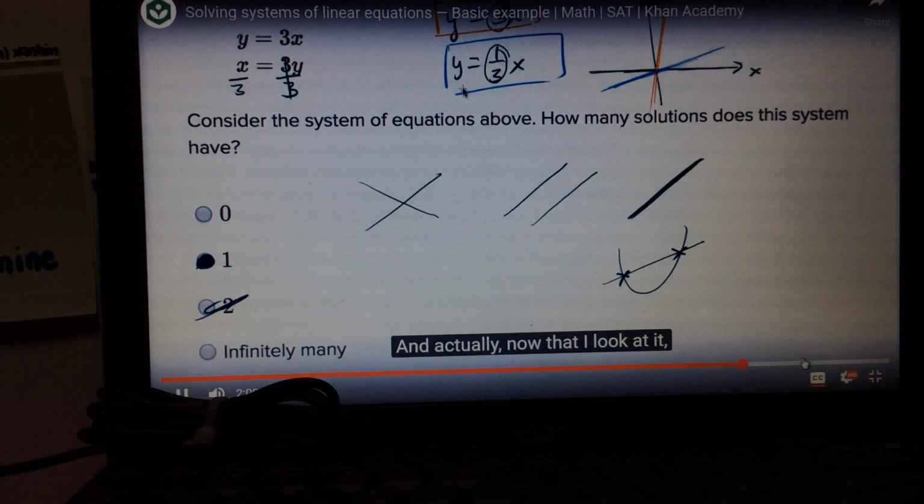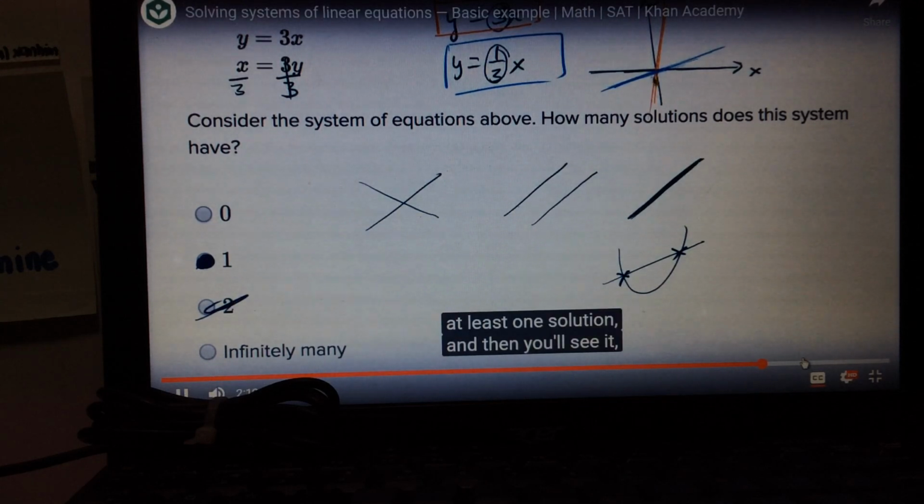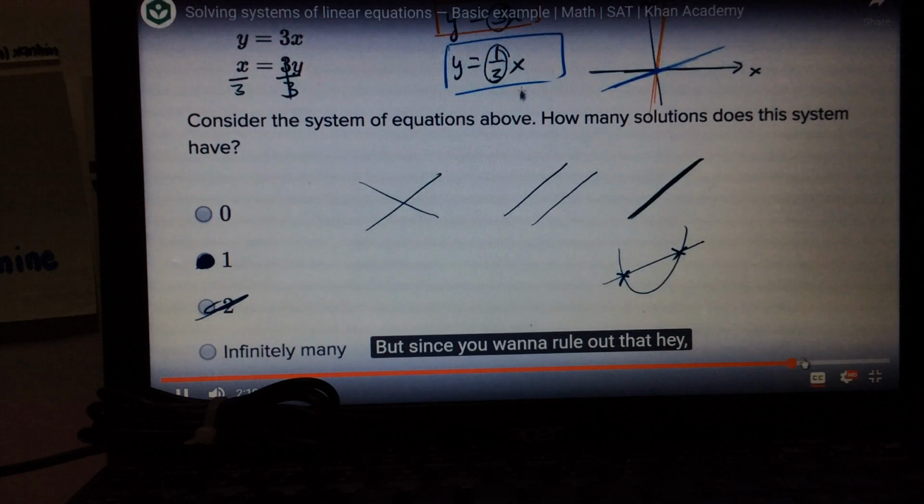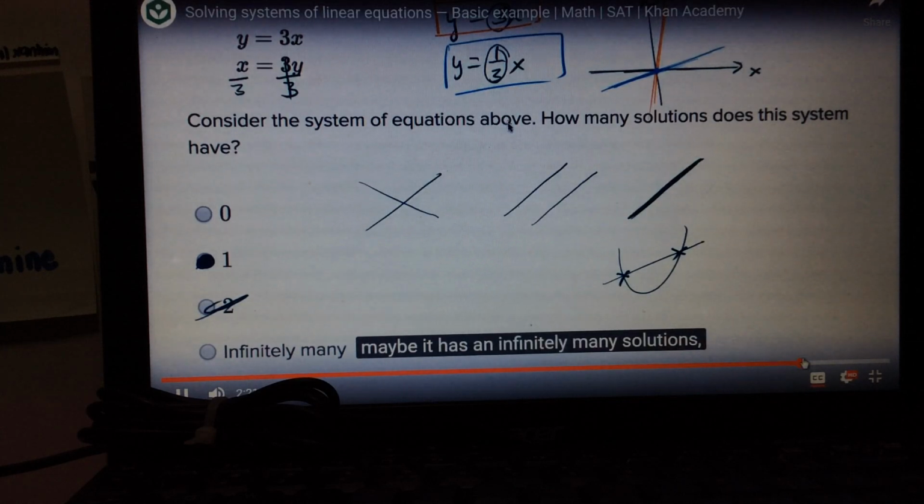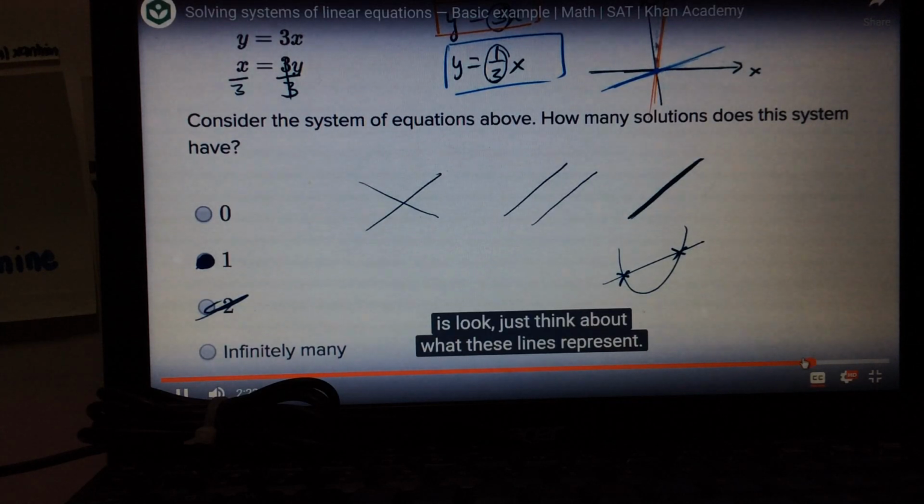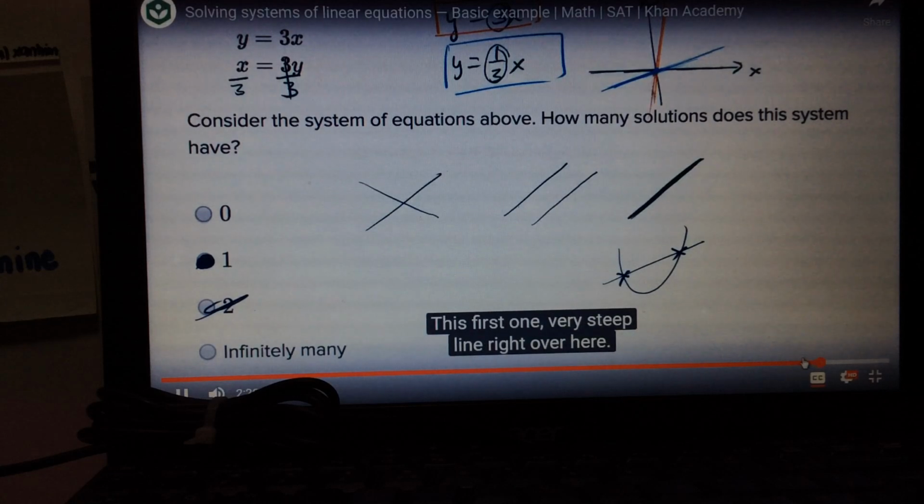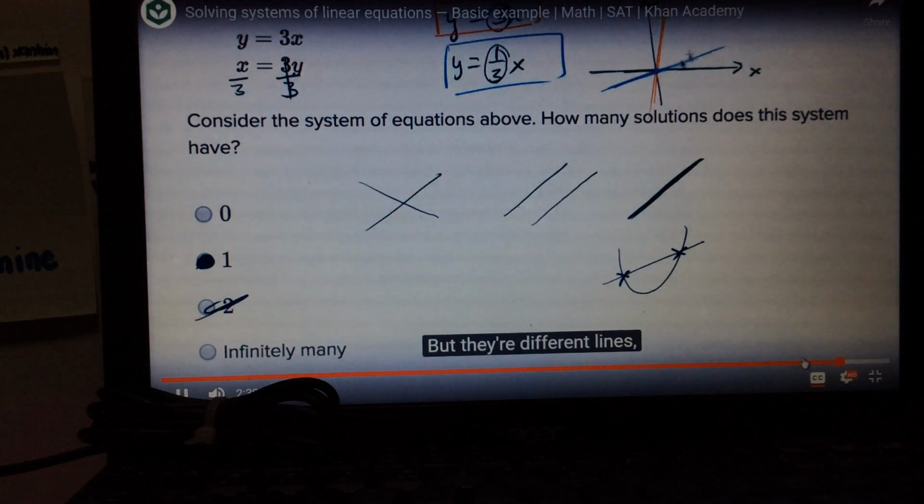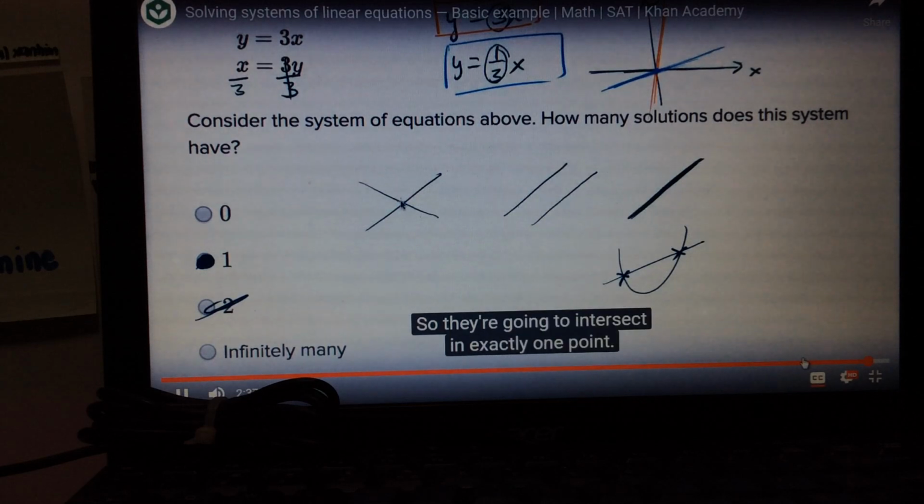And actually, now that I look at it, one way to realize that you're going to have at least one solution is that where they're intersecting right over here, the solution is when x and y are both equal to 0. But since you want to rule out that maybe it has infinitely many solutions, just think about what these lines represent. This first one is a very steep line. The second one is a much less steep line. They're different lines, so they're not the same line, and they don't have the same slope, so they're not parallel. So they're going to intersect in exactly one point.